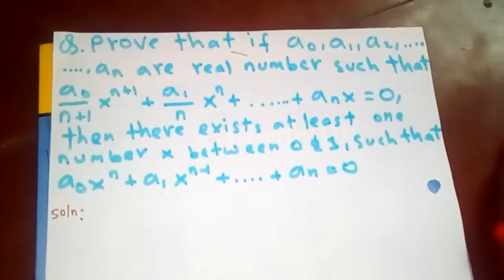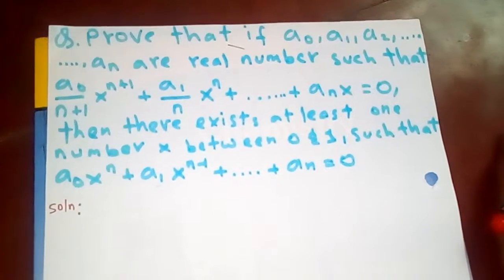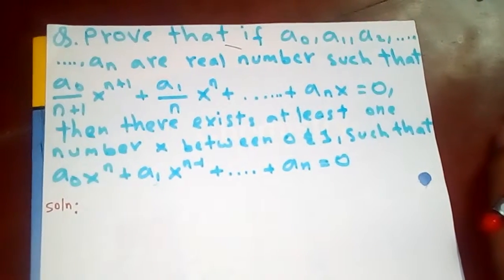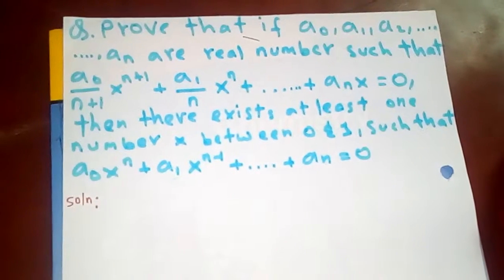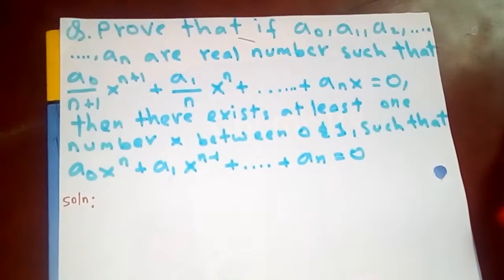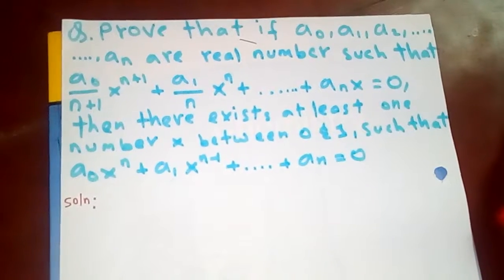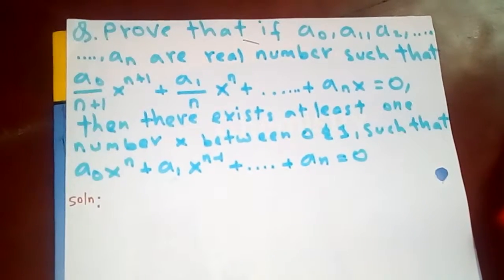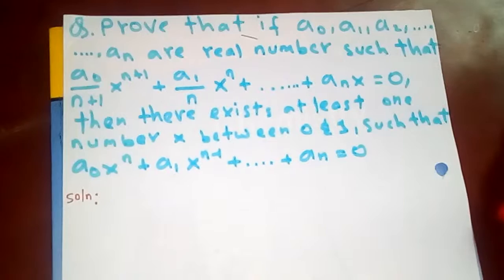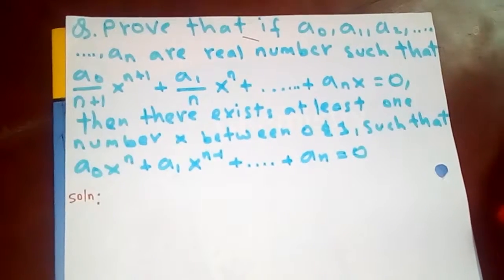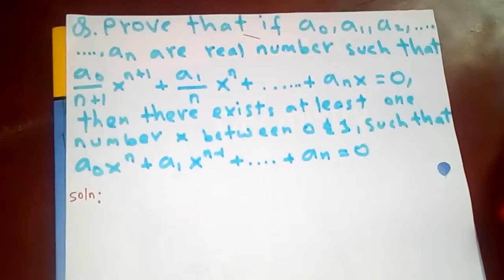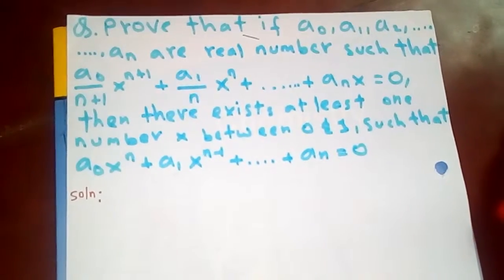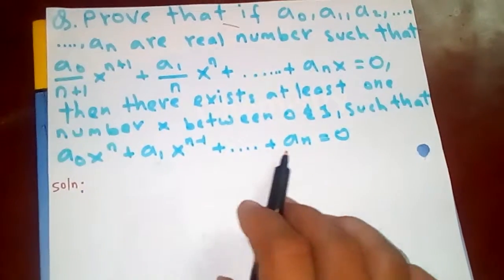Today let's discuss some applications of Rolle's theorem. Here our question says: prove that if a0, a1, a2 up to an are real numbers such that a0 over n plus 1 into x to the n plus 1 plus a1 by n into x to the n plus and so on plus an x is equal to 0, then there exists at least one number x between 0 and 1 such that a0 x to the n plus a1 x to the n minus 1 plus and so on plus an is equal to 0. From here we are going to prove this.